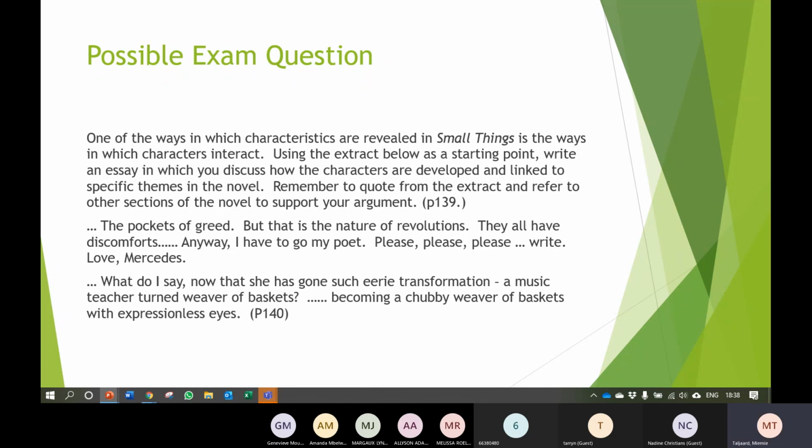It is that letter from Mercedes: the pockets of greed, but that is the nature of revolutions. They all have discomforts. Anyway, I have to go, my poet. Please, please, please write. Love, Mercedes. What do I say now? She has gone through such eerie transformation. A music teacher turned weaver of baskets. Becoming a chubby weaver of baskets with expressionless eyes.